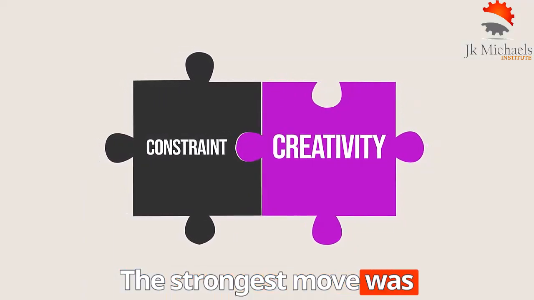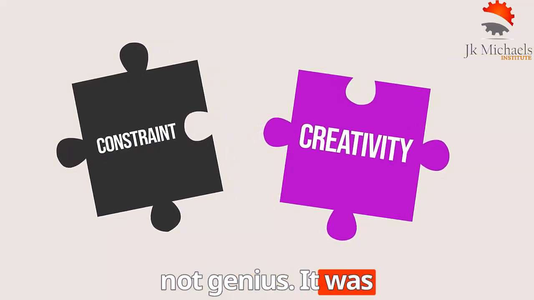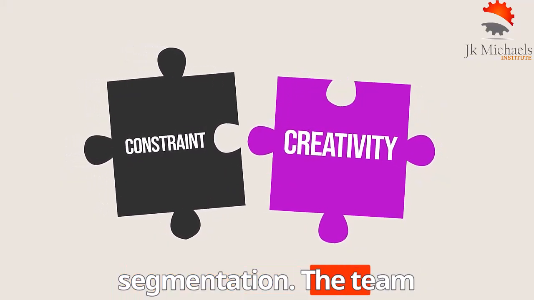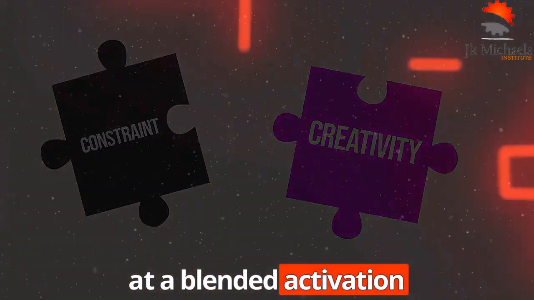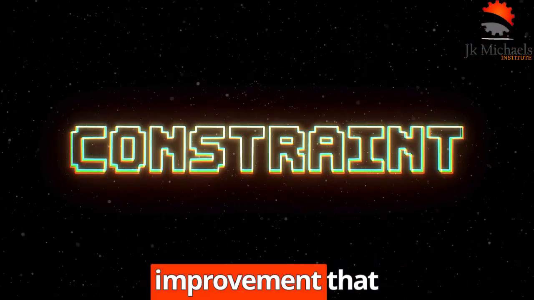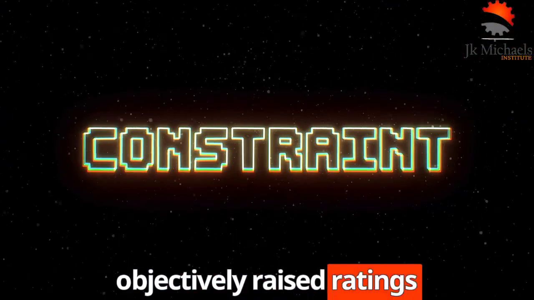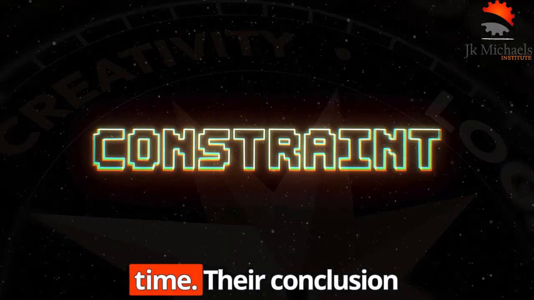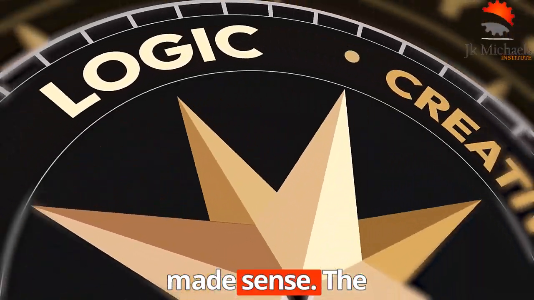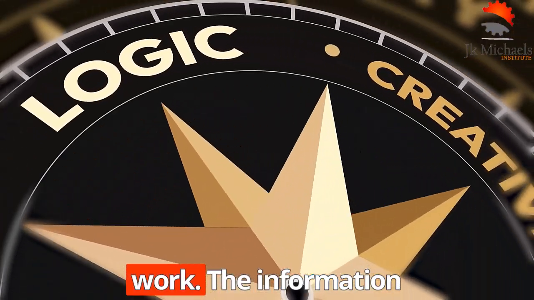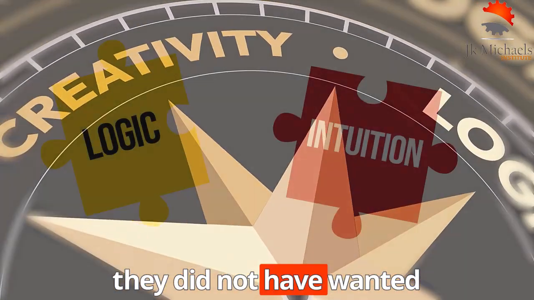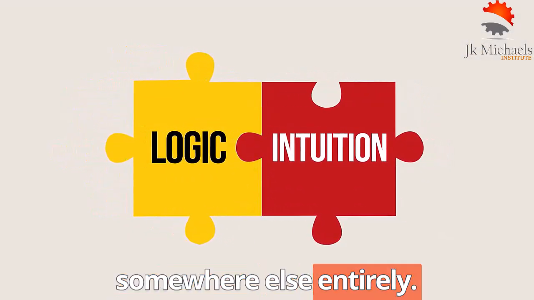The strongest move was not genius. It was segmentation. The team was not irrational. From where they were looking, at a blended activation number after a design improvement that objectively raised ratings and reduced completion time, their conclusion made sense. The information they had pointed toward more UX work. The information they did not have pointed somewhere else entirely.